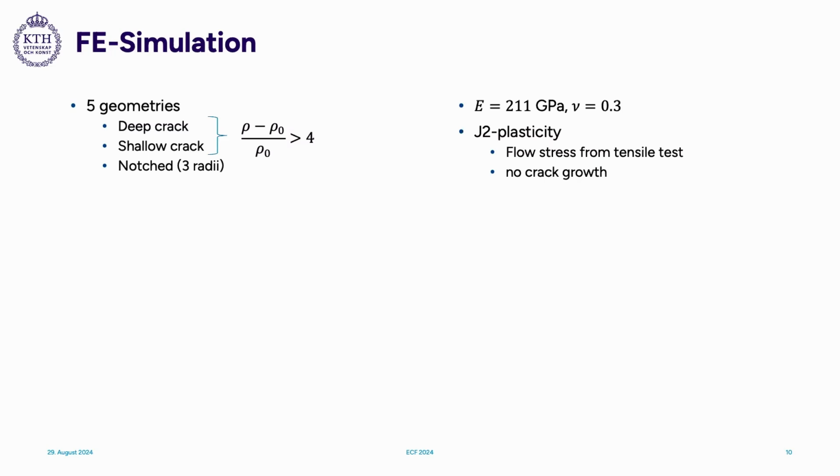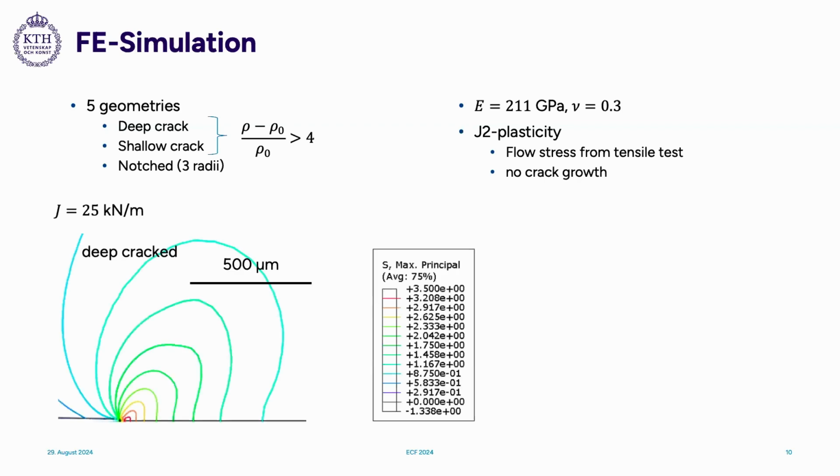Those are the elastic parameters, so nothing special about them. And we used J2 plasticity. We had flow stress from the tensile testing, and we assumed no crack growth, so we could just use J2 plasticity. And now for the simulation, I showed you contour plots of the maximum first principal stress.